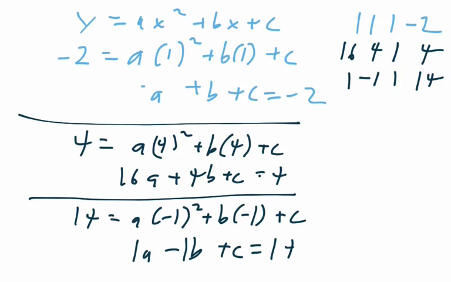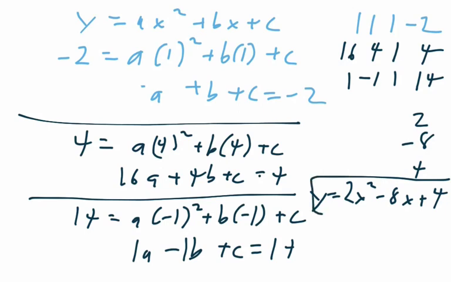Put it into the matrix, and then do the RREF. And you get 2, negative 8, and 4. So my equation is y equals 2x squared minus 8x plus 4.